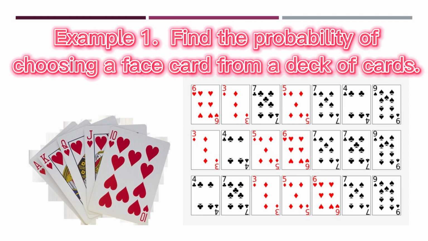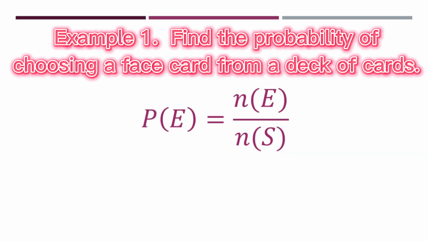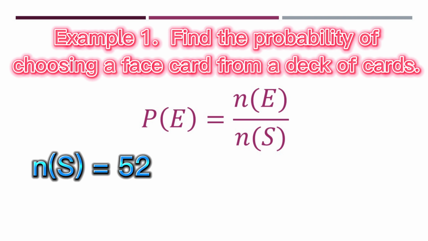Now, let us recall the formula in finding the probability of an event. That is, the probability of an event, P of E, is equal to N of E divided by N of S. Let us identify the total number of outcomes in the sample space. Since there are 4 cards from number 2 to number 10, that means there are 36 numbered cards. Also, there are 3 face cards in each suit, that means there are 12 face cards, plus the aces, of which there are 4. So in total, the deck of cards contains 52 cards.